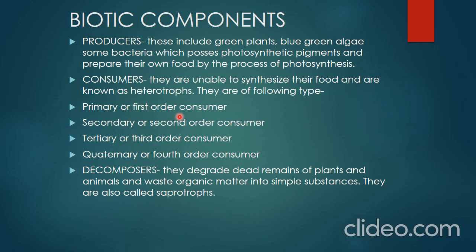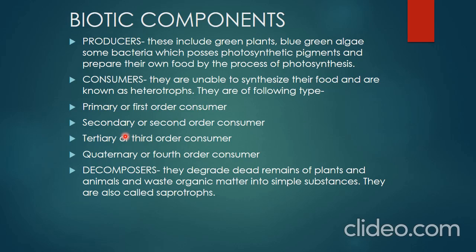Number one, primary or first order consumers. These include the animals which eat plants and plant products. They are called herbivores or primary consumers. As the herbivores feed on plant products and convert them into animal matter, they are often called key industry animals, like cattle, deer, goat, rabbit, hare.